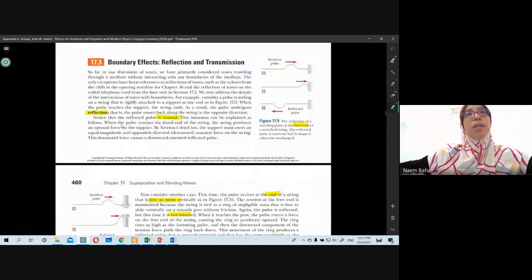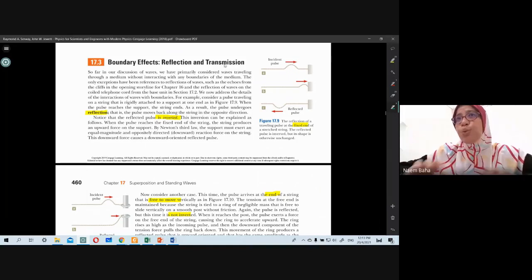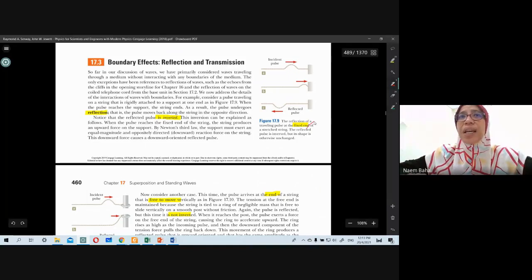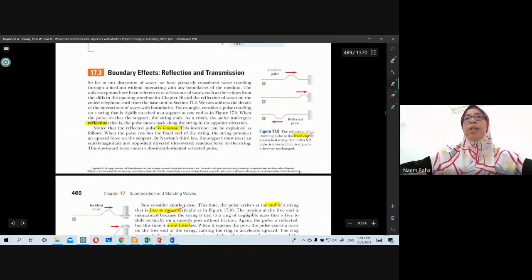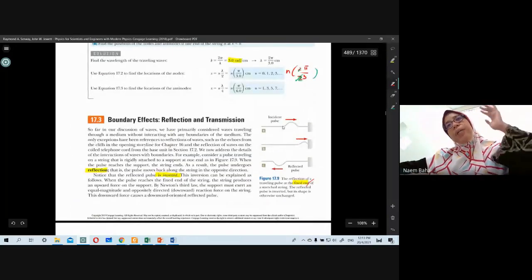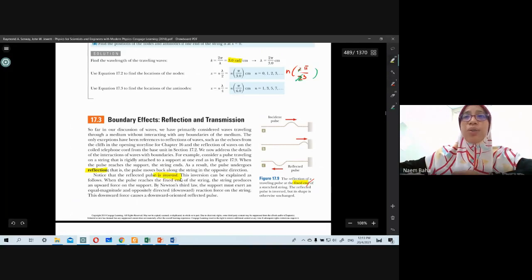This is our next subtopic before we go for a break in this video. Boundary effect, reflection and transmission. We have two: number one, we call it the fixed end, and second, the free end. When a wave travels and meets a fixed end, it is almost like a wall. The concept of a wall or a mirror is that the reflected wave will be in the opposite direction, so it will be inverted.